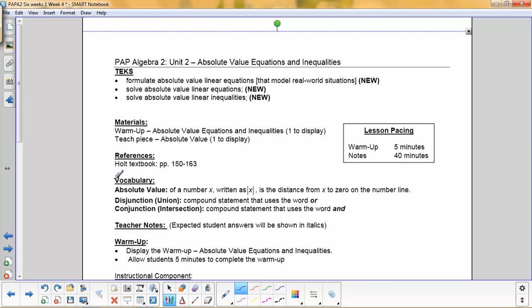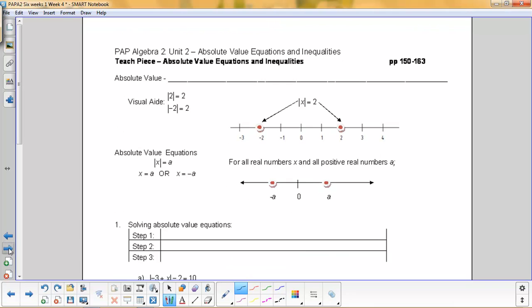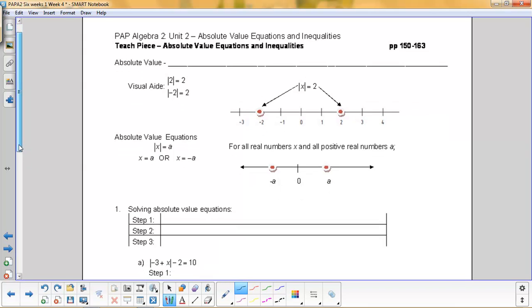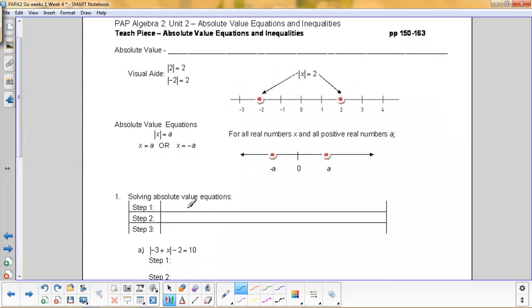Day 1, please refer to your vocabulary for absolute value, disjunction, and conjunction. Remember, absolute value is the distance from 0. So there's always a positive distance and a negative distance. Please remember there will always be 2 solutions to absolute value. The steps for solving absolute value are fairly simple and fairly straightforward.